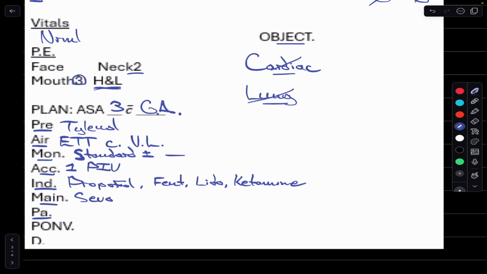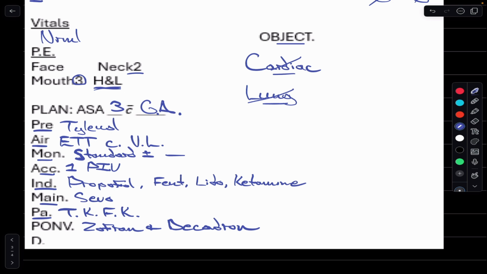PA stands for pain, so we're going to manage their pain. The routine that I generally have is Tylenol, ketorolac, fentanyl, ketamine. Managing post-op nausea and vomiting. If they were high risk, if they had a history for it, you maybe would have added other things such as Emend or Ranativa. But for this patient, we'll just say Zofran and Decadron.